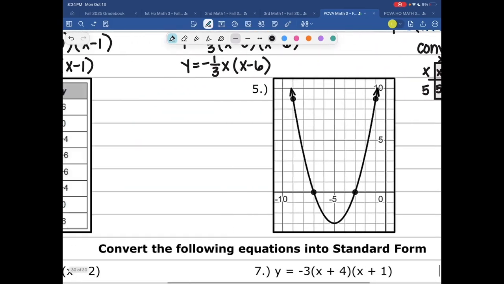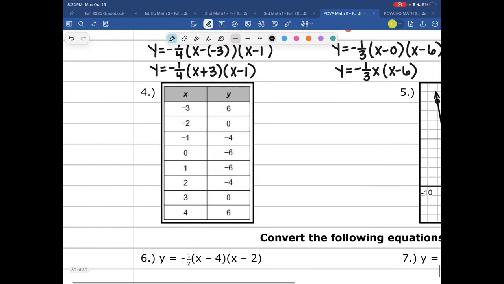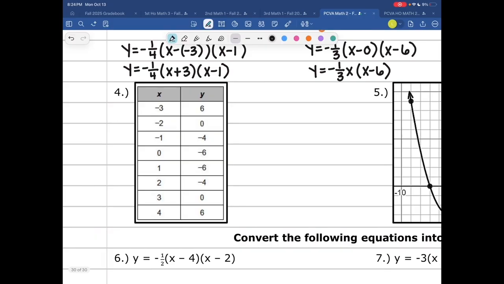Now, if I have a table, remember there's 3 things that we need in order to write my factored form. So we need 2 x-intercepts and we need 1 point. So when I look at a table, an x-intercept is always going to have a y value that is 0. So y value of 0, okay? So when I look at my table, I can see that I have a y value 0 here.